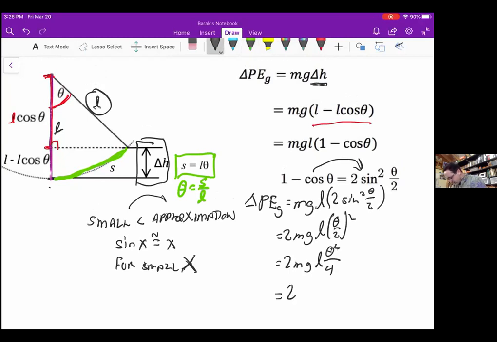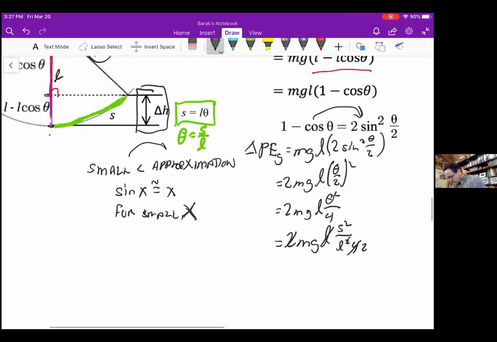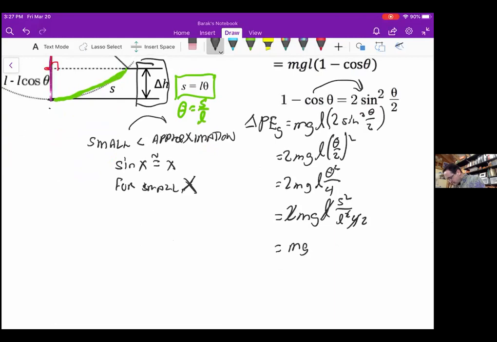And that gives us 2mgl times S squared over L squared. And we still have that 4 in the denominator, which we should probably get rid of. Okay, so we can get rid of this L squared and that L. We can get rid of this 4 and this 2. This turns into a 2. And that turns into mgs squared over 2L. And that's delta PEG in terms of how far we've gone from the central point.